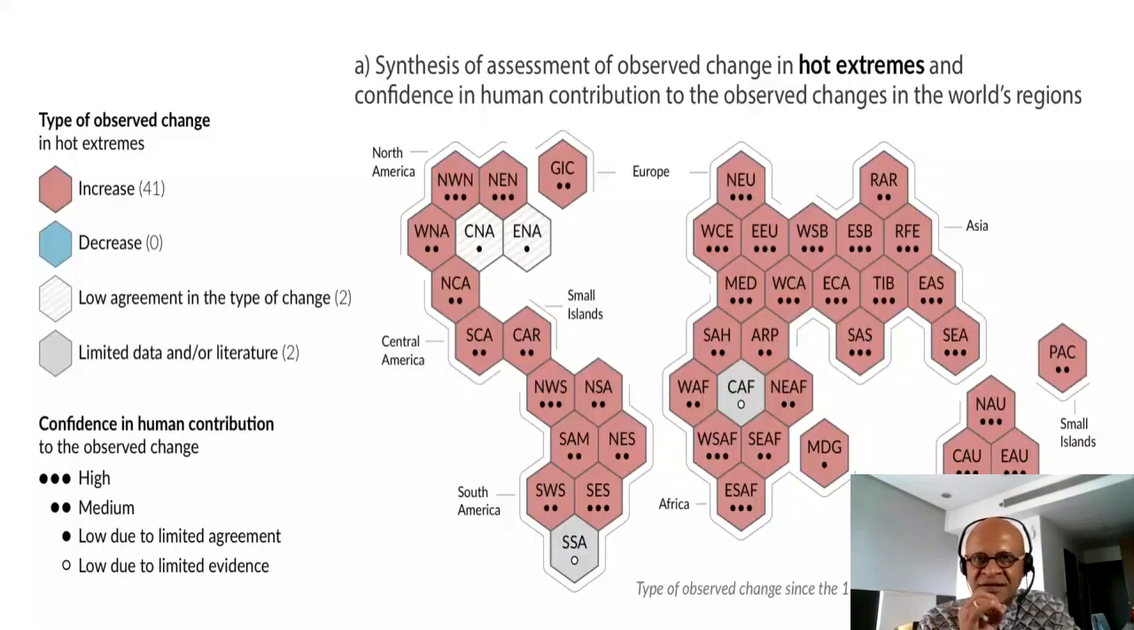So you have detected a detectable change in the hot extremes. It's defined as the 95th percentile or cumulative days exceeding temperature, exceedances and so on and so forth. You can look up the exact definition, but I'm just going to leave it there. So the confidence can be high, medium, or low, and low can be due to limited agreement between observations, or low due to limited evidence. So this is the attribution exercise.